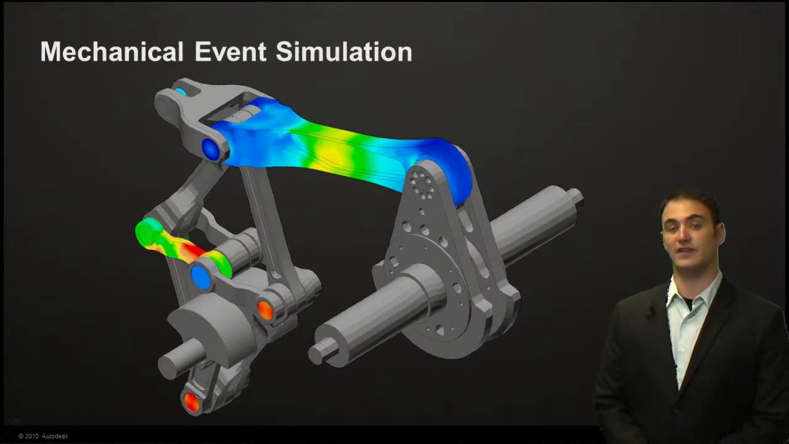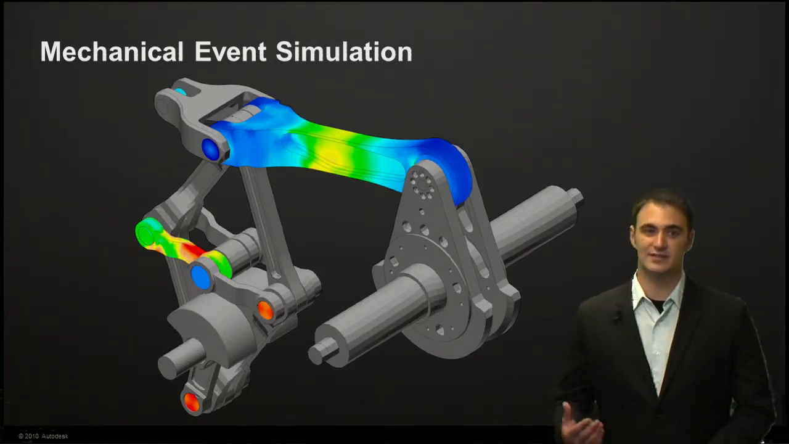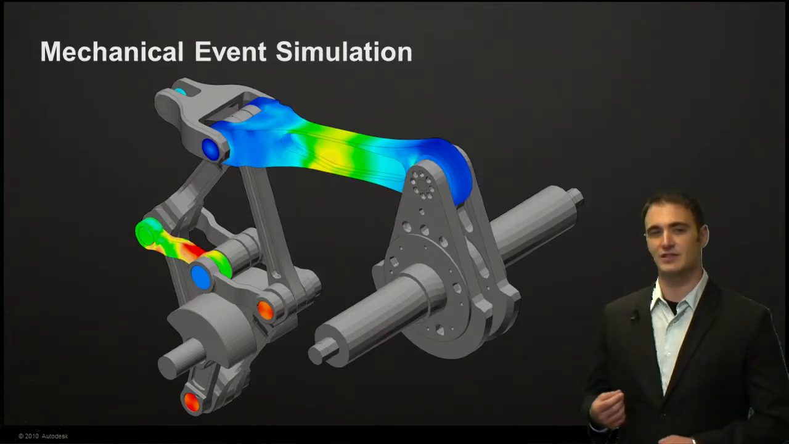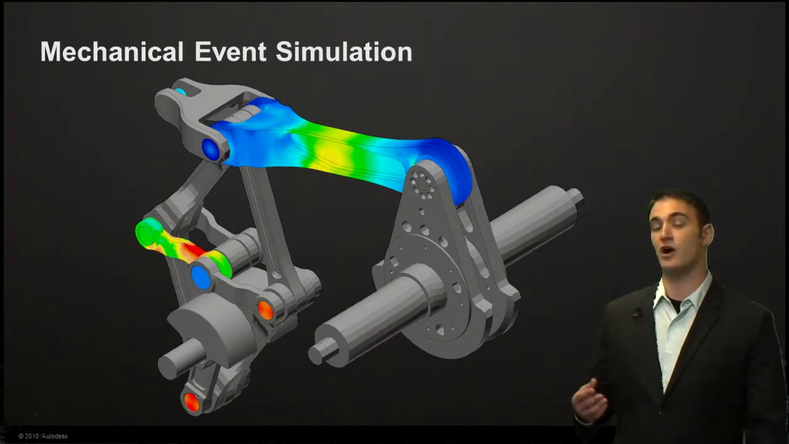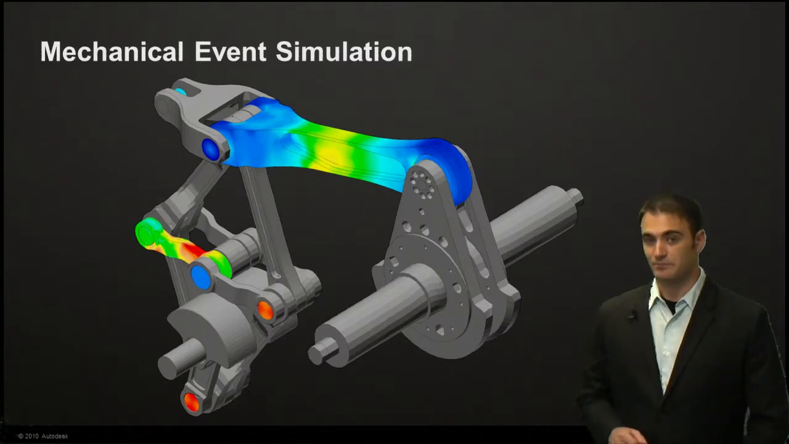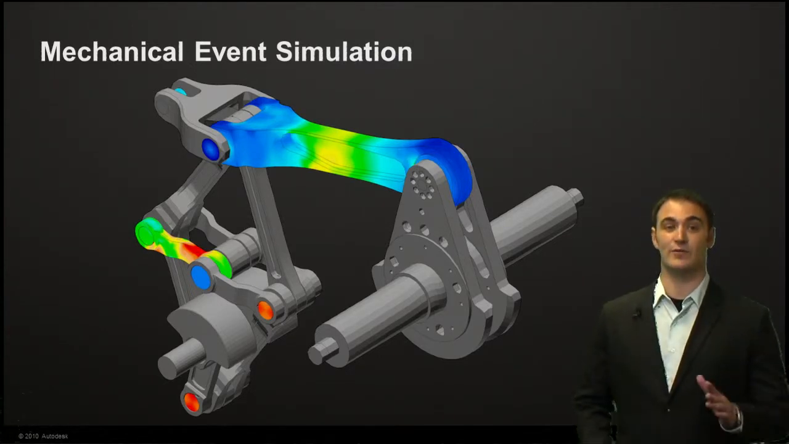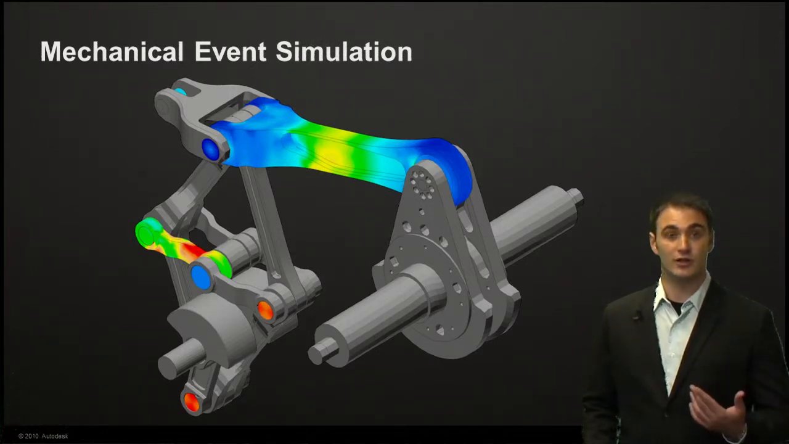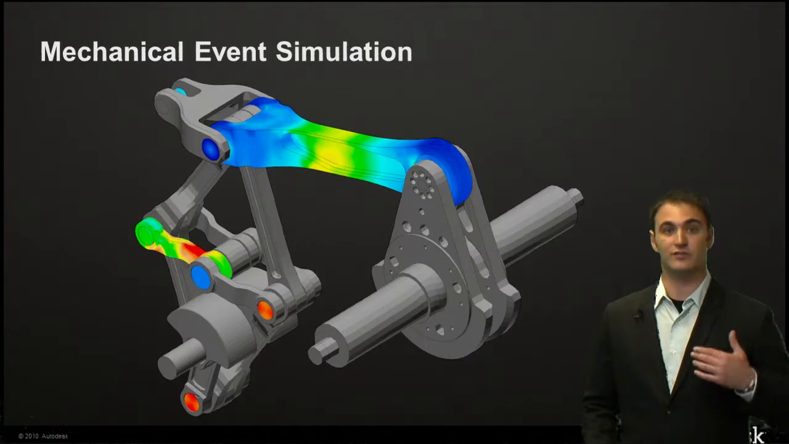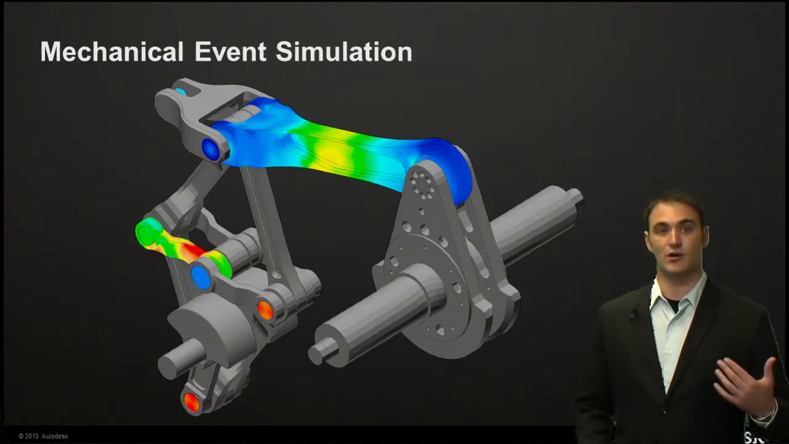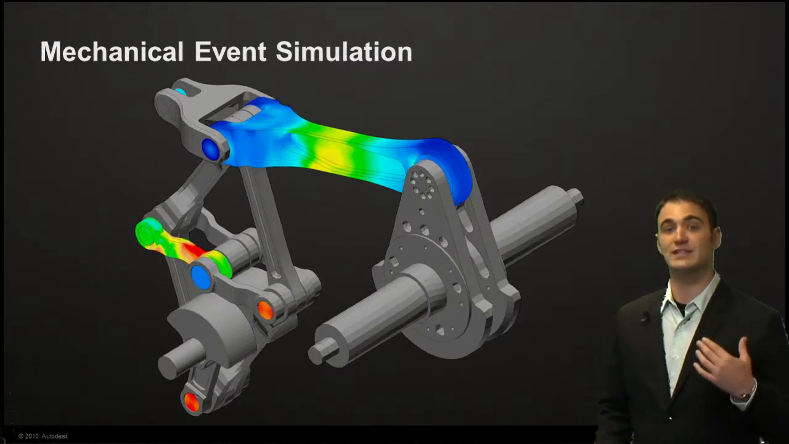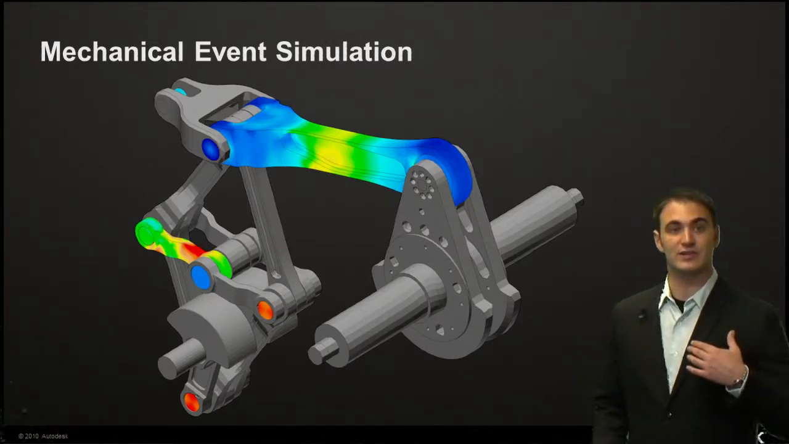Now, mechanical event simulation, or MES as we call it for short. For those of you who understand analysis a little bit, this is a full nonlinear dynamics package. For those of you who have no idea what I just said, don't worry. Basically what that means is this is going to allow you to do motion. Not just motion, but full nonlinearities. So effectively, that means you can look at parts moving at different speeds, and it's going to consider all that.